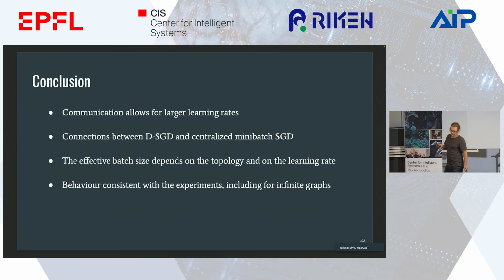So to conclude, we've seen that communication allows for larger learning rates, both in centralized and decentralized settings. There's no phase transition between averaging perfectly or not. It's really just the same thing in the end. And we do that by drawing a connection between DSGD and centralized mini-batch SGD. So we have provided a way to characterize the effective batch size that you have for a given network, and this effective batch size depends both on the topology and the learning rate. So now the theory that we have is consistent with the experimental behavior, where the previous one was not.